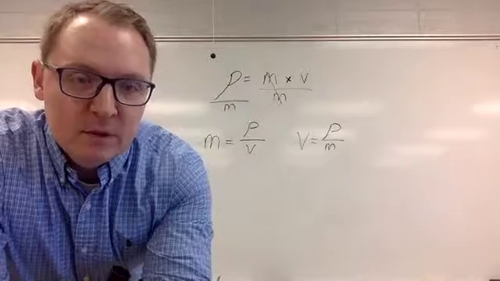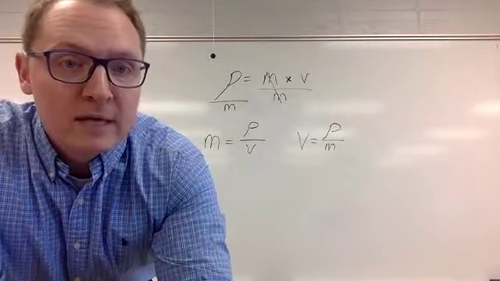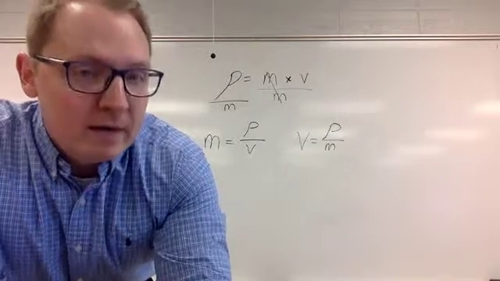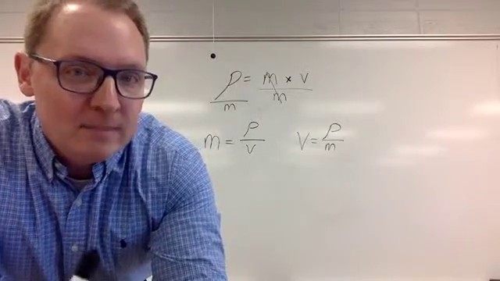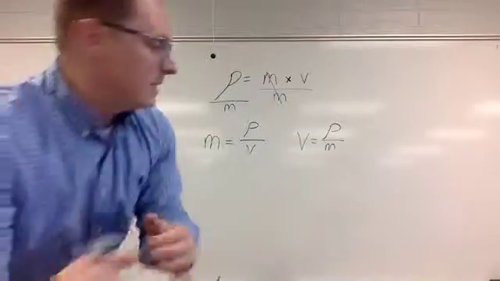So using the momentum equation in any one of its three forms, you could be asked to solve for momentum, you could be asked to solve for mass, or you could be asked to solve for velocity, right? So the momentum of an object is just the product of its mass and its velocity when you multiply those together, right? So here's a quick example of that.